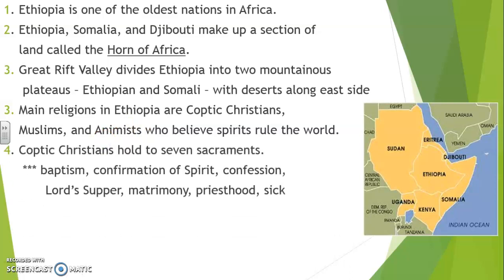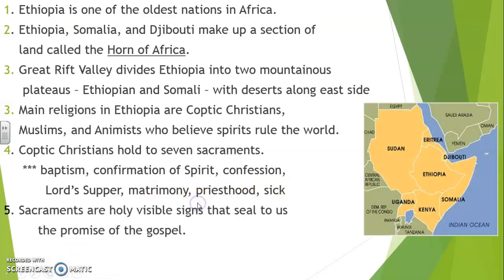Coptic Christians, way different than us, hold the 7 sacraments. And we'll talk about how many we hold in just a second. They have a sacrament called baptism like we do. Confirmation of a spirit, we don't. Confession of their sins, no. Yes, Lord's Supper, we have that one. Marriage or matrimony, no. Priesthood is a sacrament, and they even have one for the sick.